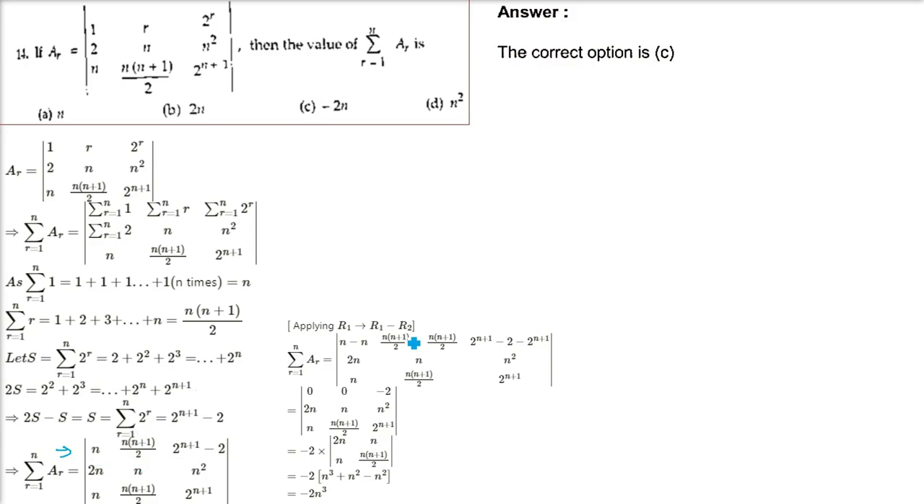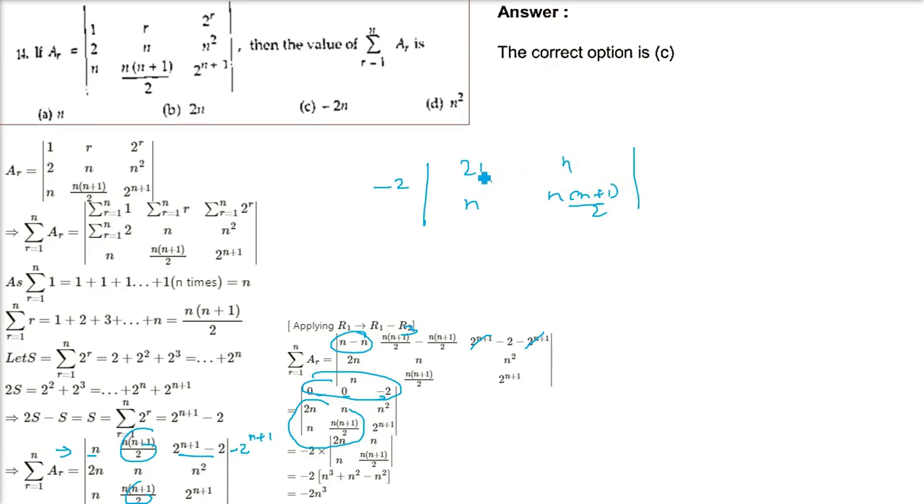So if we subtract this, row 1 minus row 3, n minus n is going to be 0. n into n plus 1 by 2 and n into n plus 1 by 2, that is going to be 0. And 2 raise n plus 1 minus 2 minus 2 raise n plus 1 will come. So minus 2 raise n plus 1, this gets cancelled. It will be negative 2 here. Okay. Now 2n, n square, let us keep others like that. Just open it using the first row. So 0, 0, I'm not writing it. Just minus 2. What will come here is this 2n, n into n plus 1 by 2.